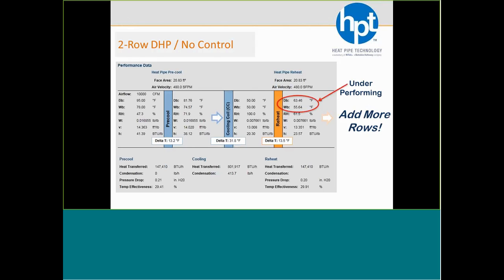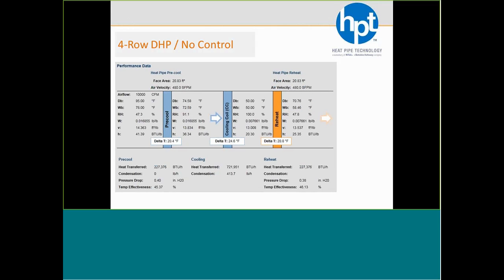So how do you get up to 65 degrees? You add more rows. So what do we do if we go up to a 4-row wraparound heat pipe? Well, obviously, you add more rows, you're going to recover more heat both on the pre-cool side and therefore on the reheat side. So you can see that instead of reheating and pre-cooling by 13 plus degrees, now we're doing it 20 plus degrees, and obviously that is too hot. So if you need to get to 65 on these peak days, well, now it's too hot.